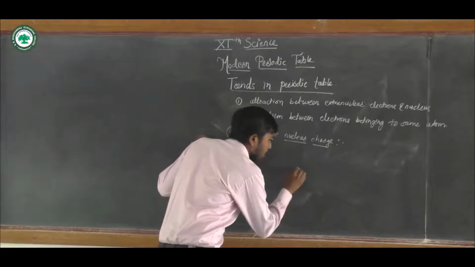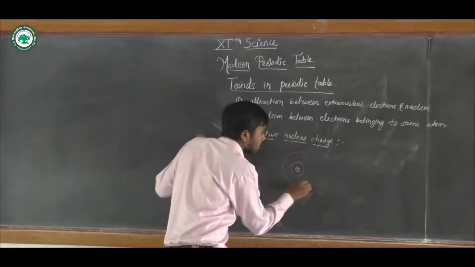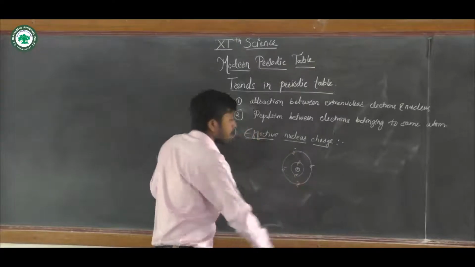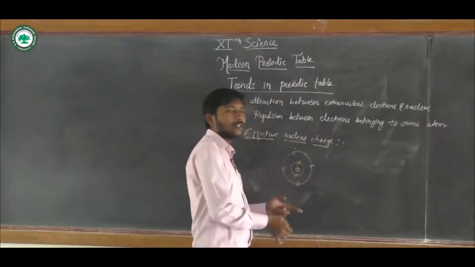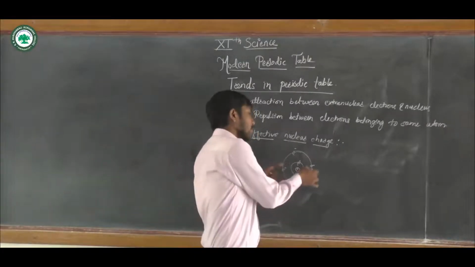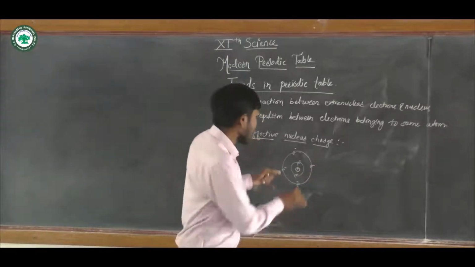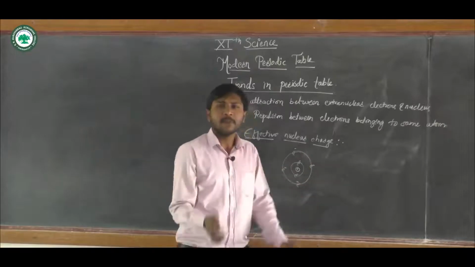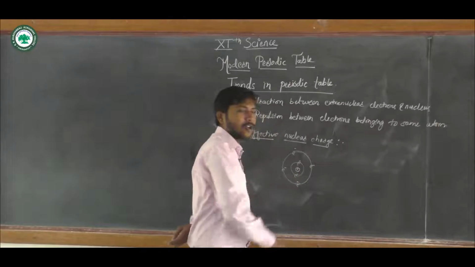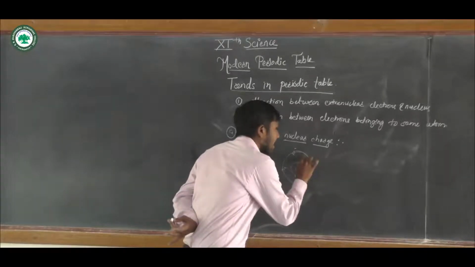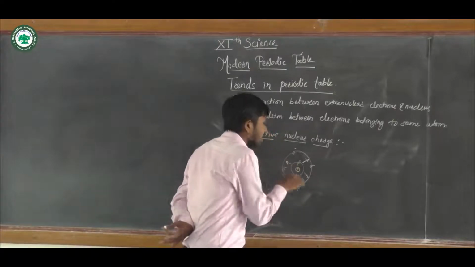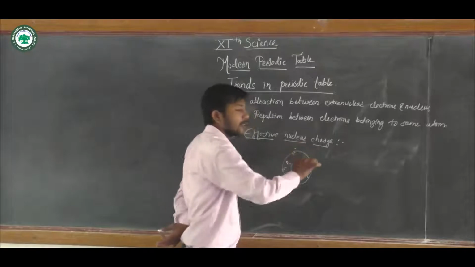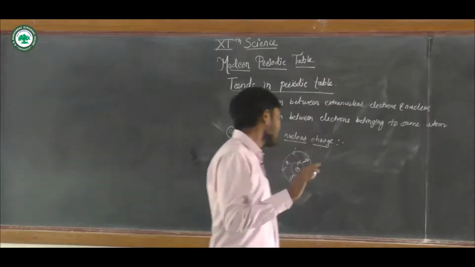Suppose this is a nucleus which has positive charge, and these are the orbits. If these are the electrons, then the force of attraction experienced by these two electrons which are closer to the nucleus is more than that of the electrons somewhat farther away from the nucleus. And again, there is a force of repulsion between the negatively charged electrons belonging to the same atom. The inner electrons close to the nucleus repel the outer orbit electrons, that is, they shield the nucleus from the outer electrons. This is known as the shielding effect.